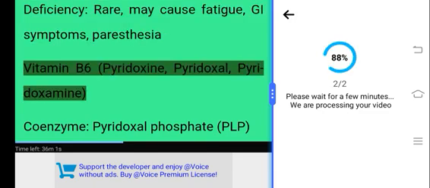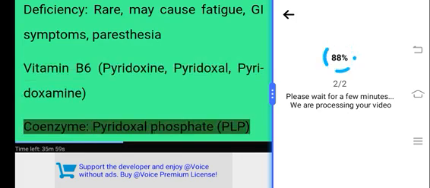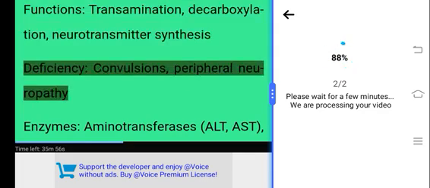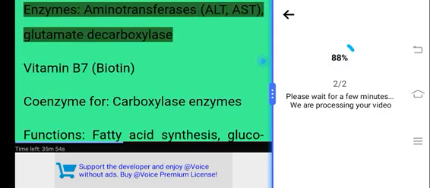Vitamin B6, pyridoxine, pyridoxal, pyridoxamine. Coenzyme: pyridoxal phosphate, PLP. Functions: transamination, decarboxylation, neurotransmitter synthesis. Deficiency: convulsions, peripheral neuropathy. Enzymes: aminotransferases ALT, AST, glutamate decarboxylase.